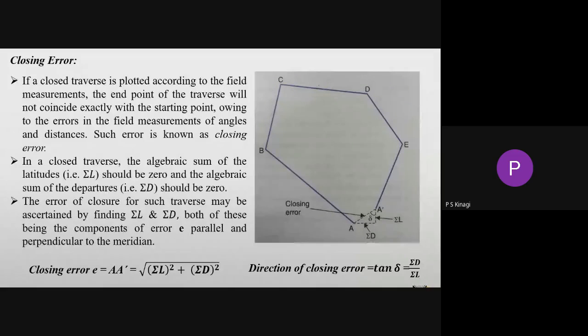Applying that, that is the closing error. The A dash distance, I have taken the small e, is A dash equal to the square root of summation of L square plus summation of D square. Similarly, find out how much angle is reflected from that point to the A point, that is the delta value. We calculate it using a trigonometric relation: tan delta is equal to summation of D divided by summation of L. Put in the respective values, simplify, take the tan to the other side, and we get our delta value.